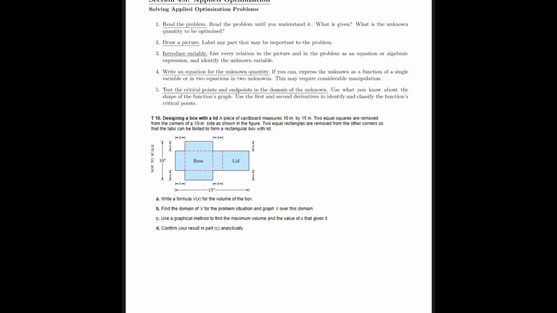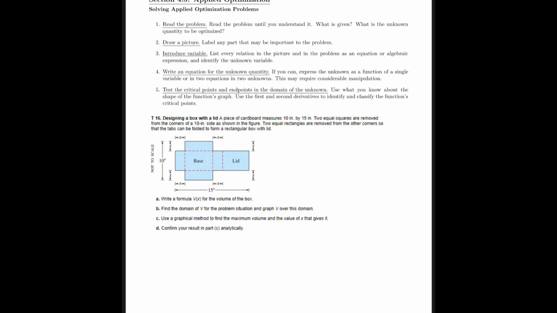So, steps suggested by the text for solving optimization problems are: first, read the problem. Make sure you read the problem until you understand it: what is given, what is unknown, and the quantity to be optimized. Draw a picture that can help you visualize what's happening. Introduce a variable, so list every relation in the picture in the problem as an equation or algebraic expression and identify the unknown variable. And then write an equation for the unknown variable. If you can't express the unknown as a function of a single variable or in two equations and two unknowns, this may require considerable manipulation.